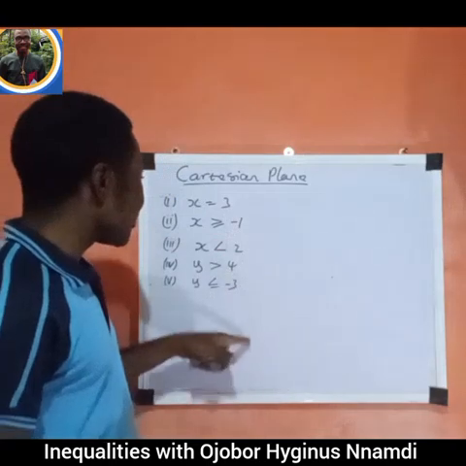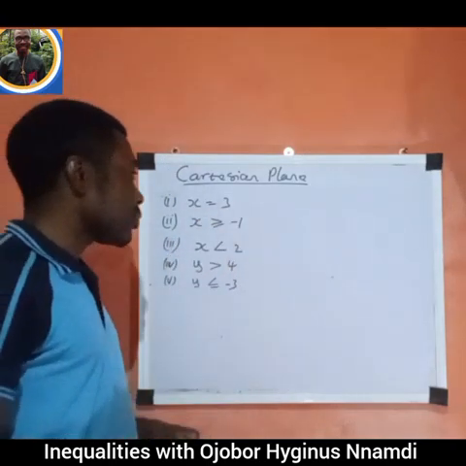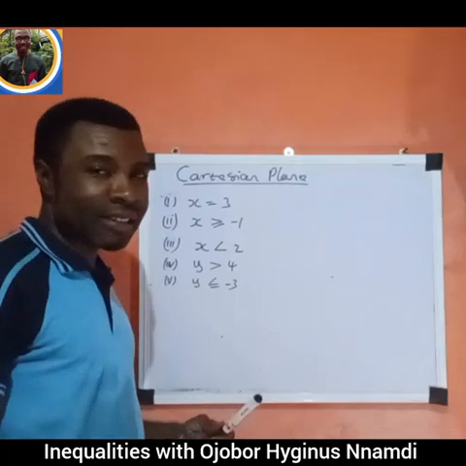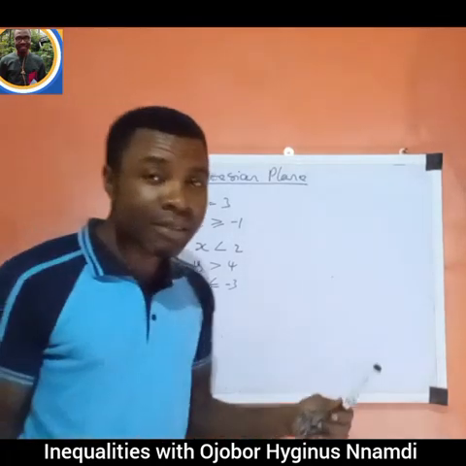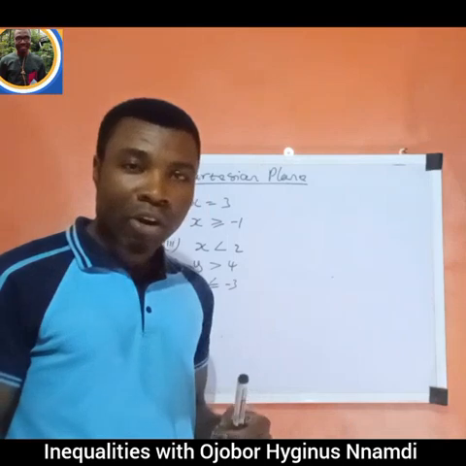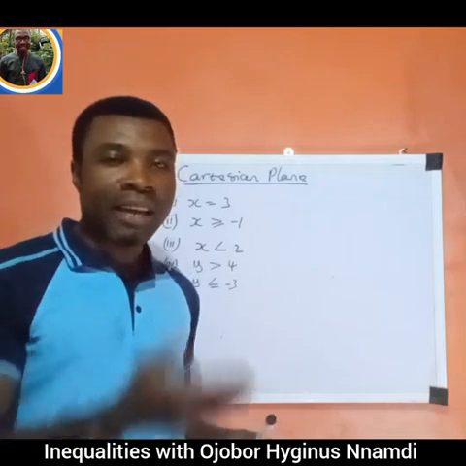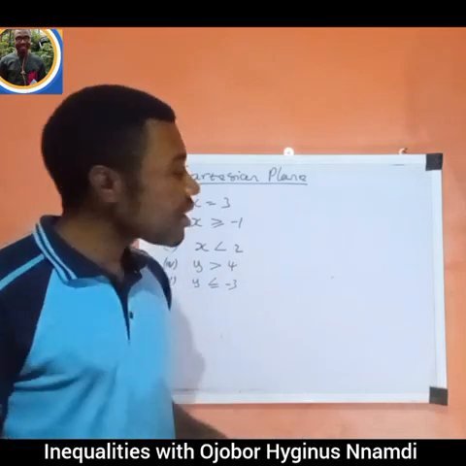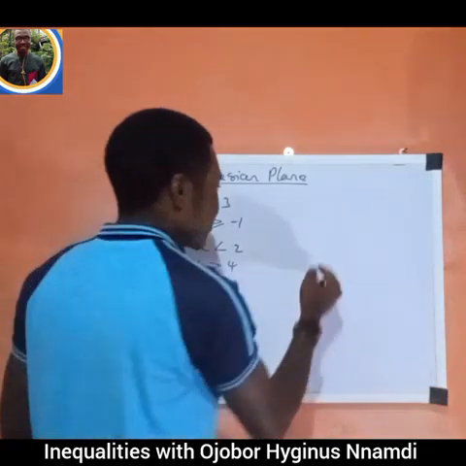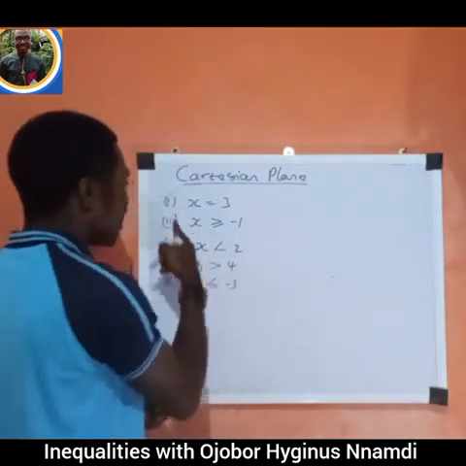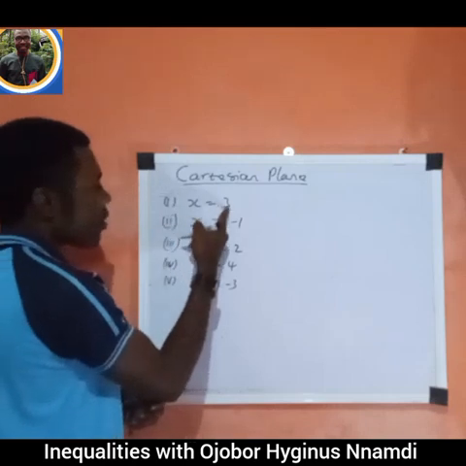So these are inequalities except this first one, that is an equation. How do we represent it on a Cartesian plane? A Cartesian plane is a two-dimensional graphing of coordinates of points where we use x and y to represent. X represents the horizontal axis where y represents the vertical axis. So let's just begin immediately. For this first one, they said x equals 3.